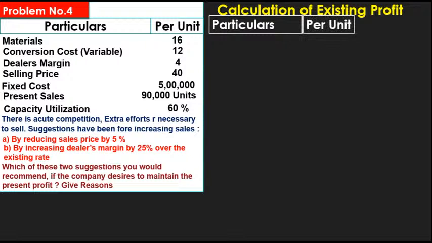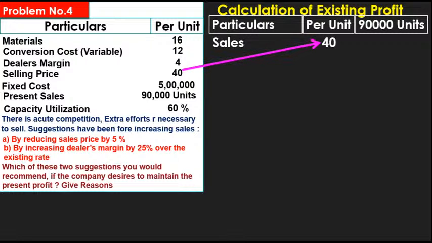Particulars, cost per unit, and what is the cost for total 90,000 units. Sales: what is the selling price per unit? Rupees 40. The number of units sold in this problem is 90,000. 40 into 90,000, what is the total sales?